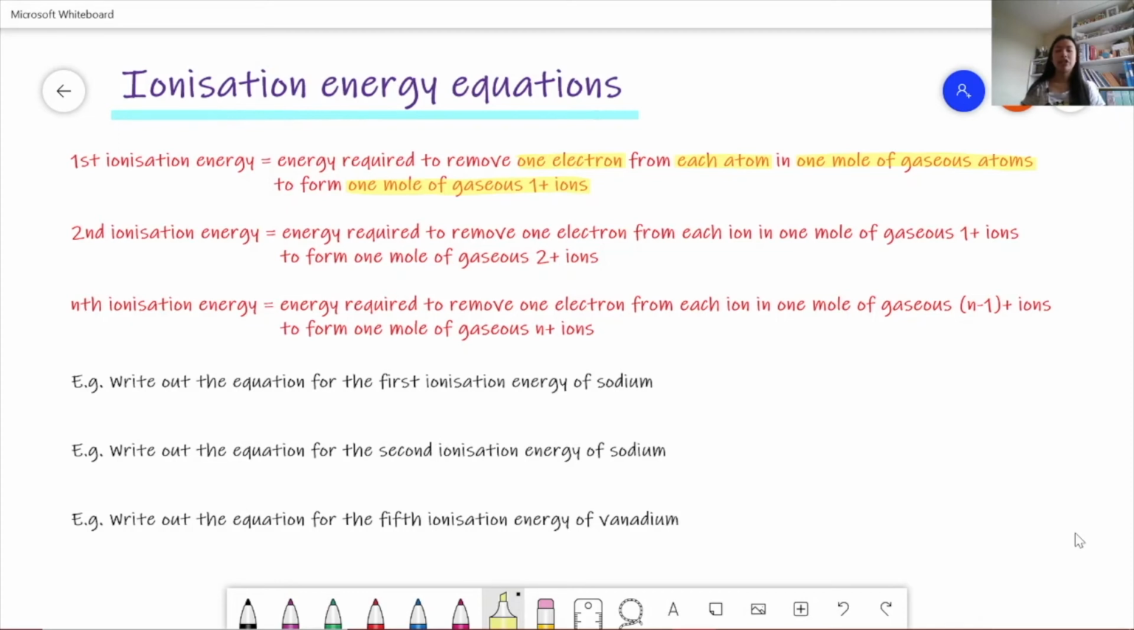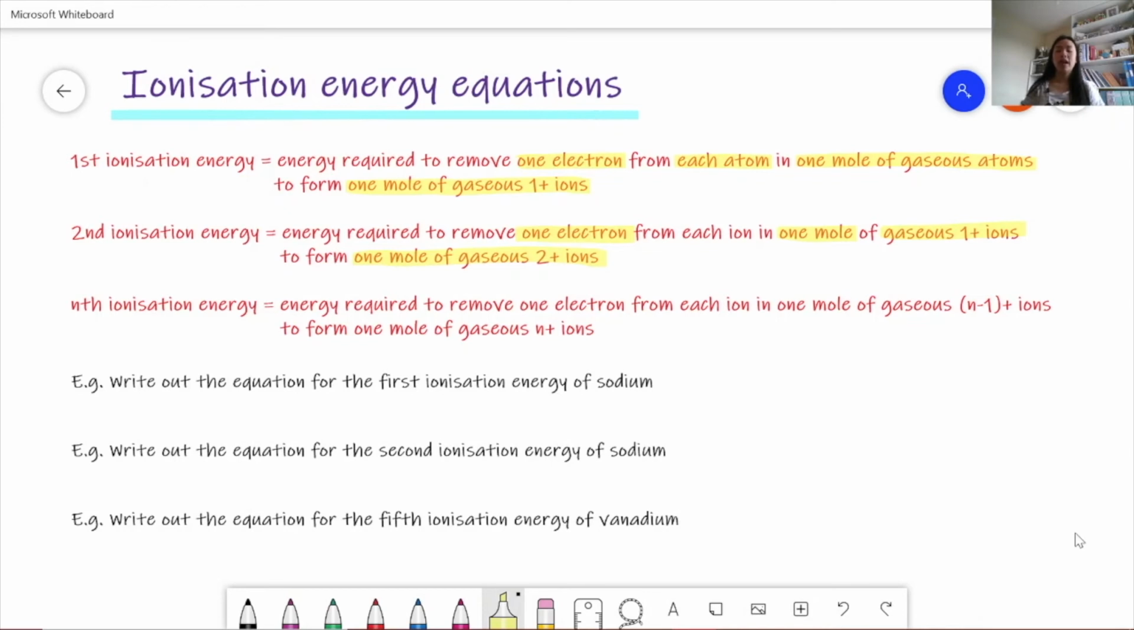And then for the second ionization energy, that's the energy required to remove 1 electron again from each ion in 1 mole of gaseous 1 plus ions. And this is going to form 1 mole of gaseous 2 plus ions. And so you might think that the second ionization energy is the energy required to remove 2 electrons from an atom, but that's wrong, because it's actually the energy required to remove 1 electron from a 1 plus ion to form a 2 plus ion. And so we have that it's the energy required to remove 1 electron from each ion in 1 mole of gaseous 1 plus ions to form 1 mole of gaseous 2 plus ions.